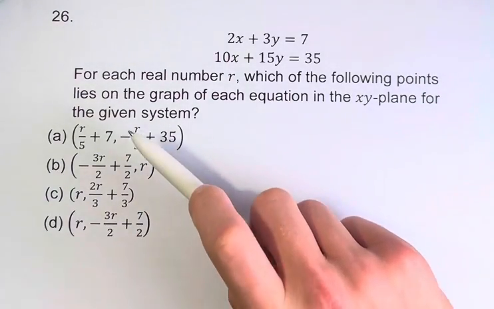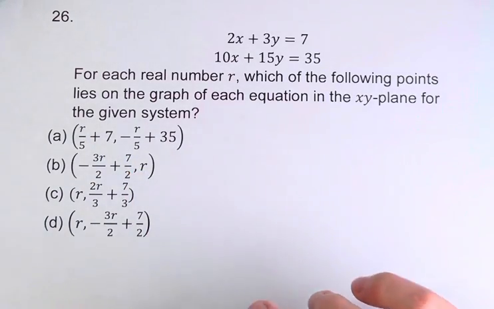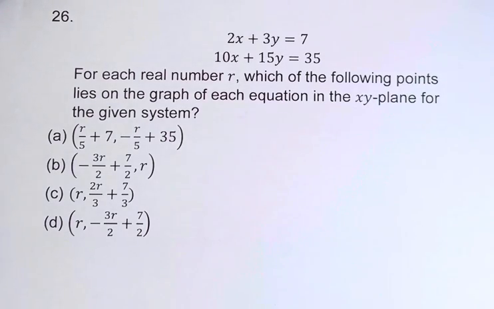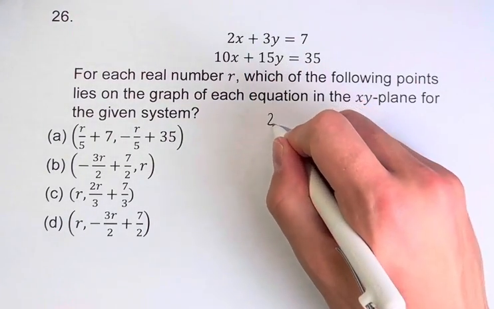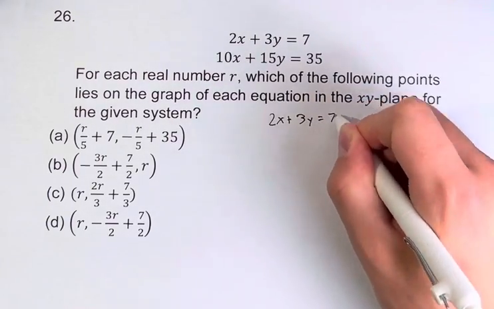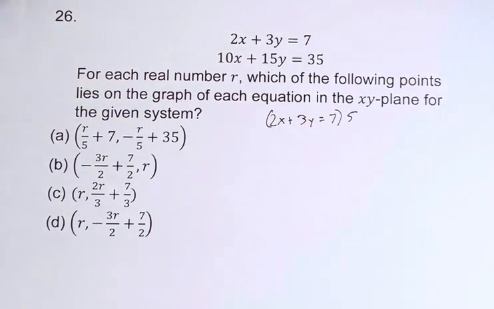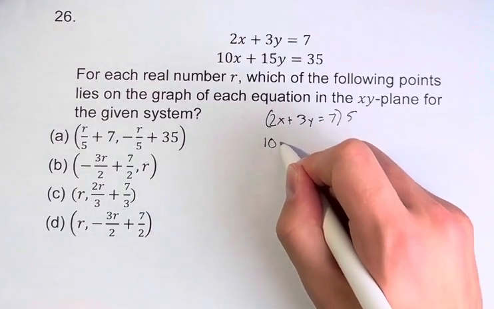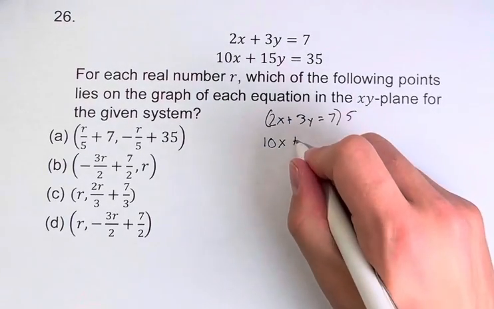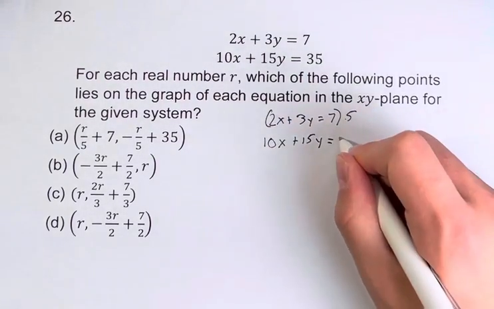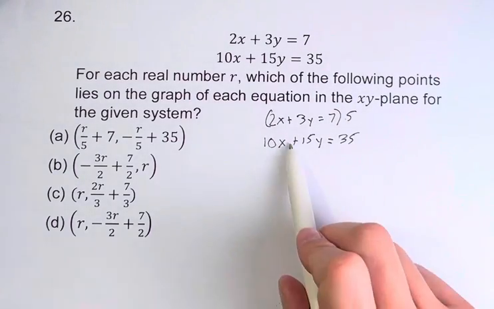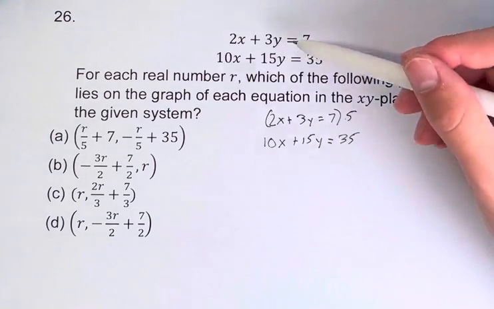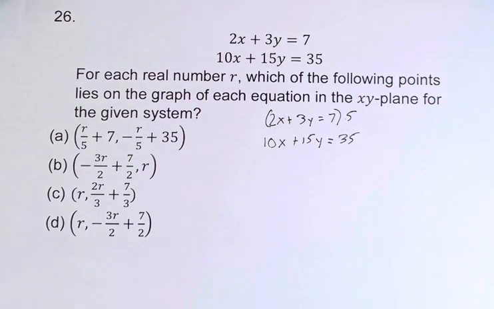For these points to lie on the graph of each equation, they have to follow both of the equations. However, if we take our first equation, 2x plus 3y equals 7, and we multiply both sides by 5, you can do this, it keeps everything equal. We can see we have 5 times 2x is 10x, 3y times 5 is plus 15y, and this is equal to 7 times 5 is 35. We can see that this is equal to the second equation. Therefore, we only have to check one of these equations, and it will satisfy the other no matter what because they are the same line.